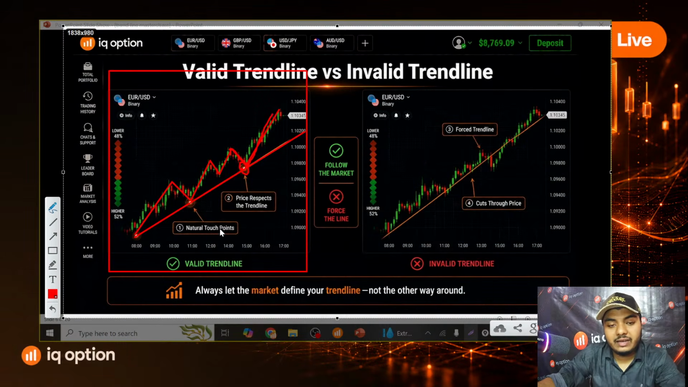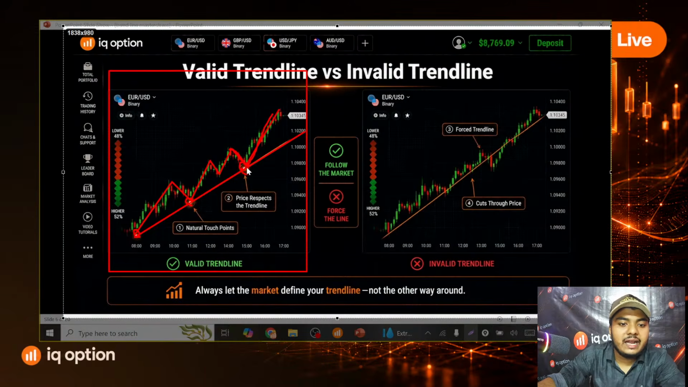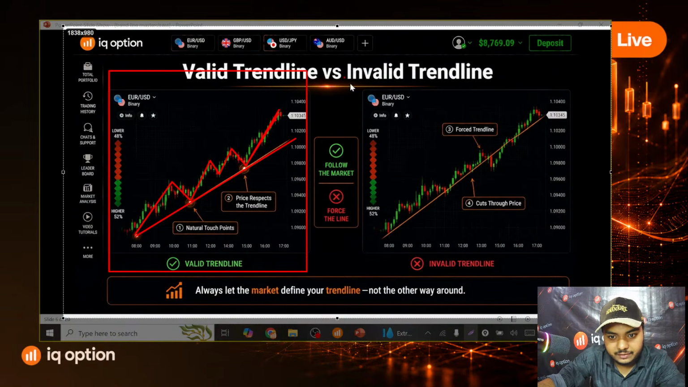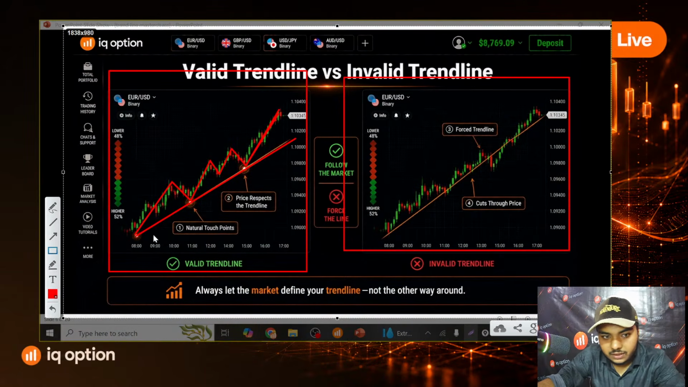This is a valid trend line because we do not force our trend line to connect to the candles. We draw our trend line because the market naturally comes to it. After drawing from here to here, our first higher low to second higher low, the third time the market naturally comes to our trend line and then respects it, and it moves in the upward direction. Do not try to force it like on the right chart.